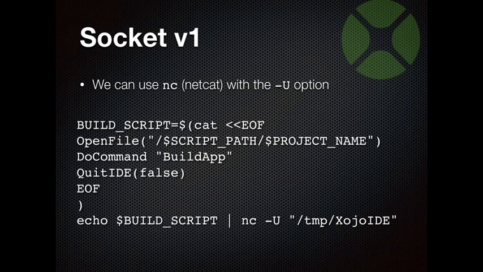Pretty straightforward, works well. Since I'm in Bash, I can substitute variables, which is very handy. I could have other variables above that describe the script path and the project name. So you can see I do variable substitution here. Pretty straightforward. Fire and forget. So this will build your app and quit the IDE without saving. And at the end, you should have a binary somewhere on disk that you can locate.